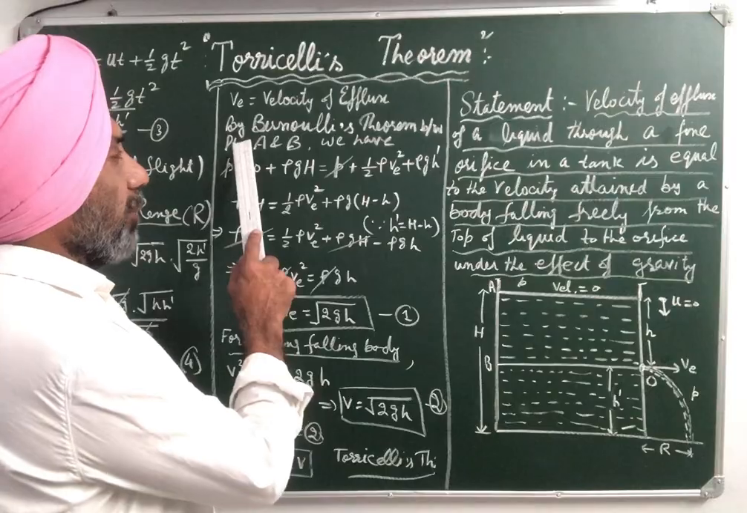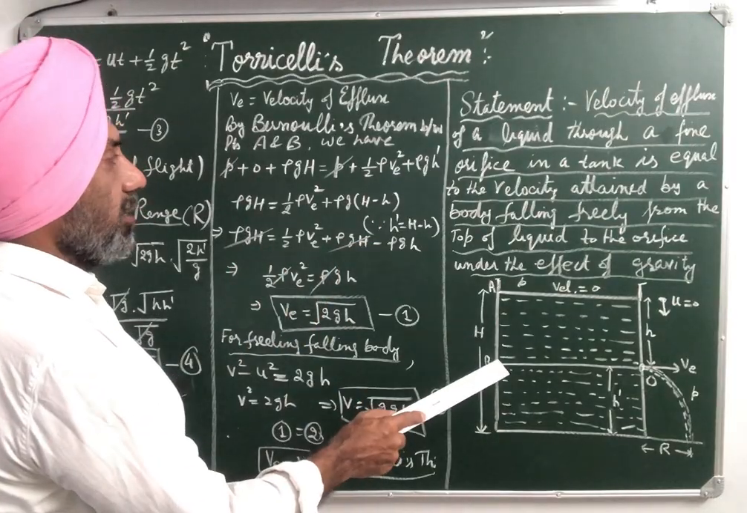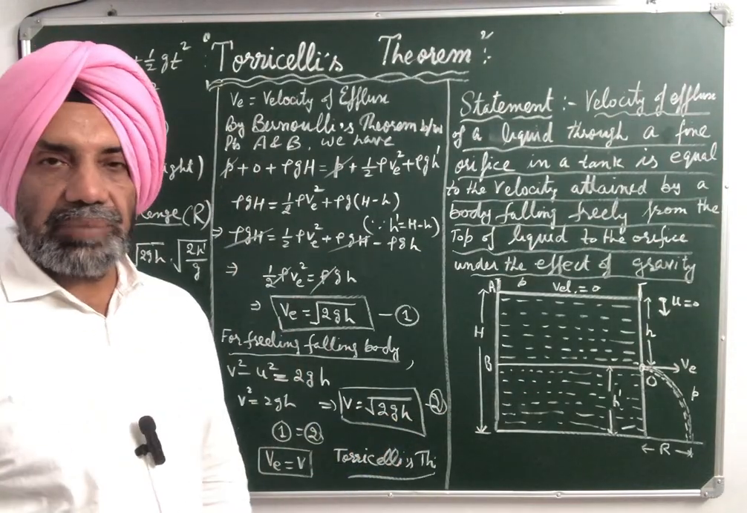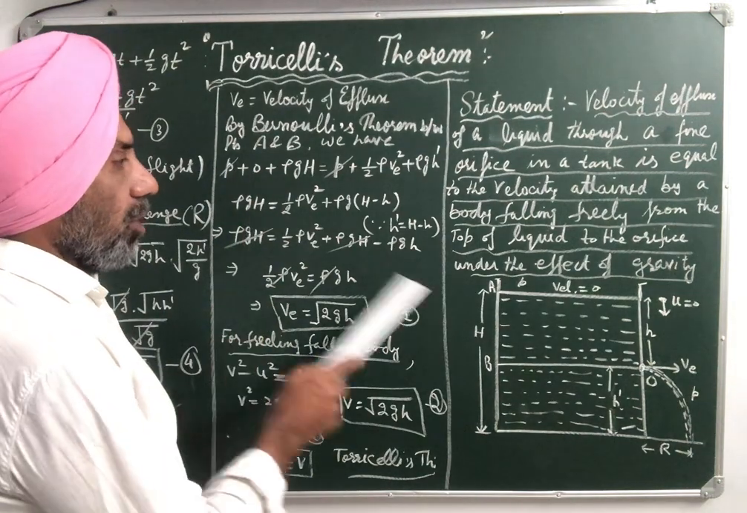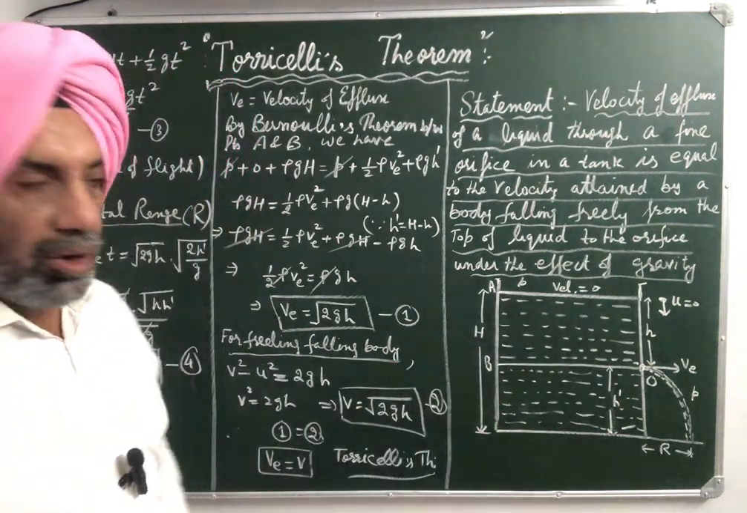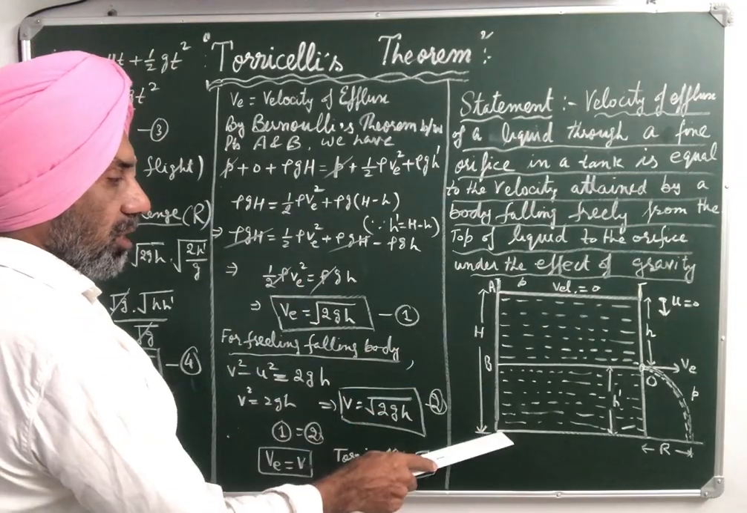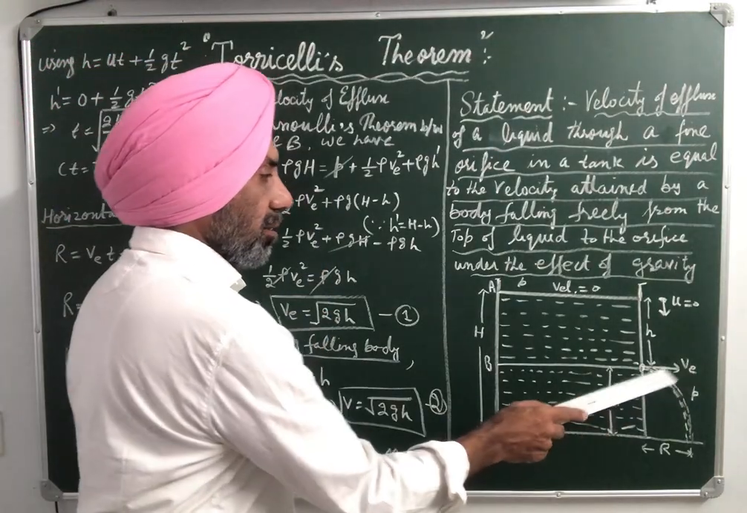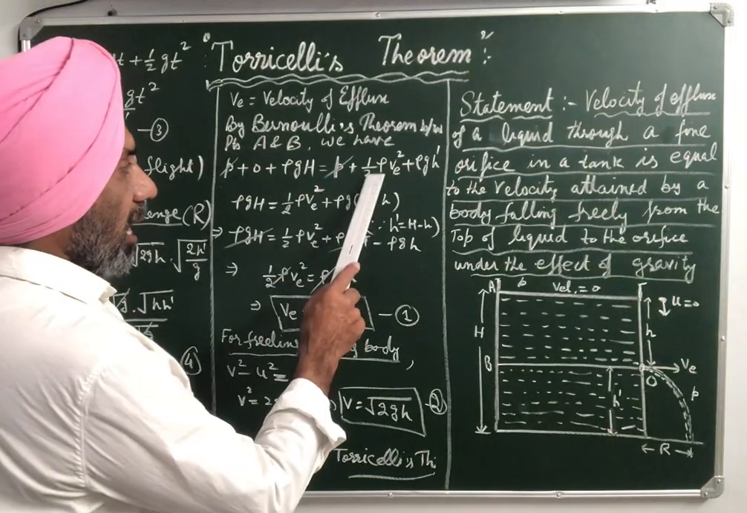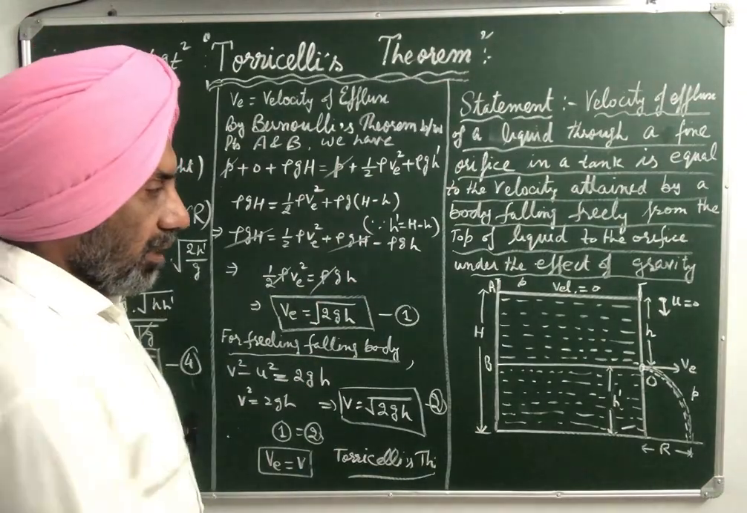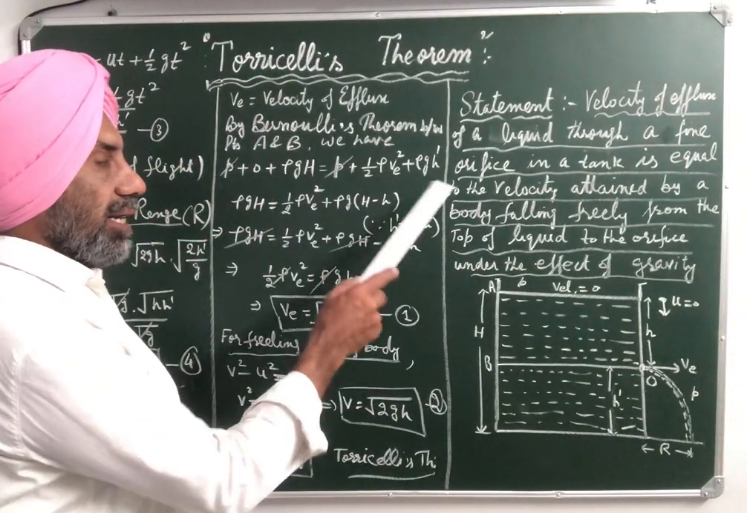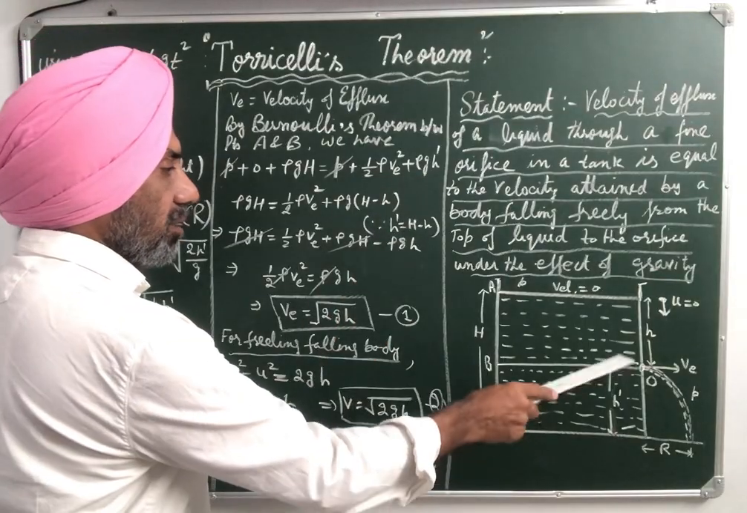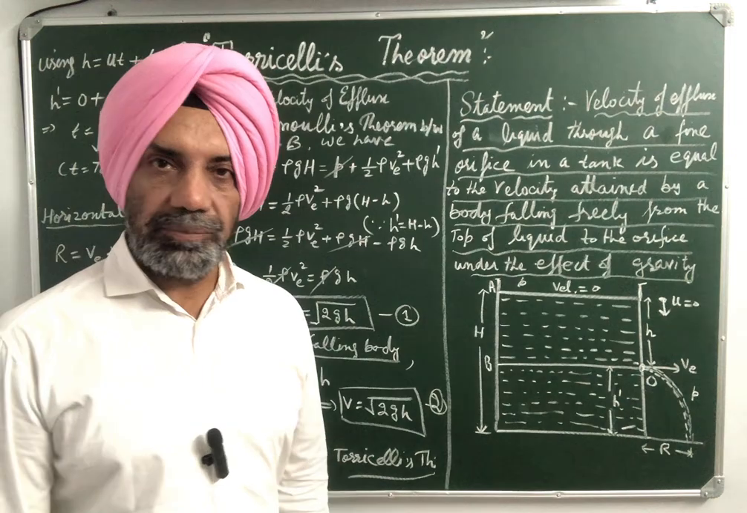Therefore, applying Bernoulli's theorem between points A and B, the sum of the three energies is conserved. P, the pressure energy per unit volume, plus 0 because the velocity is 0, so the kinetic energy per unit volume on the top is 0, plus rho g H, the total potential energy, is equal to P again, the pressure energy per unit volume, plus half rho v square, the kinetic energy per unit volume of the liquid coming out, plus rho g H dash, the gravitational potential energy per unit volume.